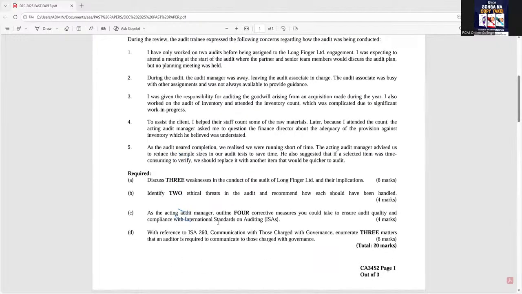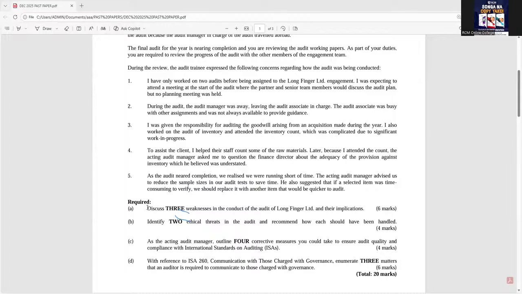Ideally, in part C, you'll just be looking at the solutions to these ones. So what you've set as the weakness, you indicate the solutions. As the acting audit manager, outline 4 corrective measures you would take to ensure audit quality and compliance with the International Standards on Auditing. Like the first weakness we mentioned, there was lack of planning. So the corrective measure should be to ensure there is adequate planning before commencement of the audit, where you come up with the audit strategy by identifying the scope, the timing, and direction of the audit.